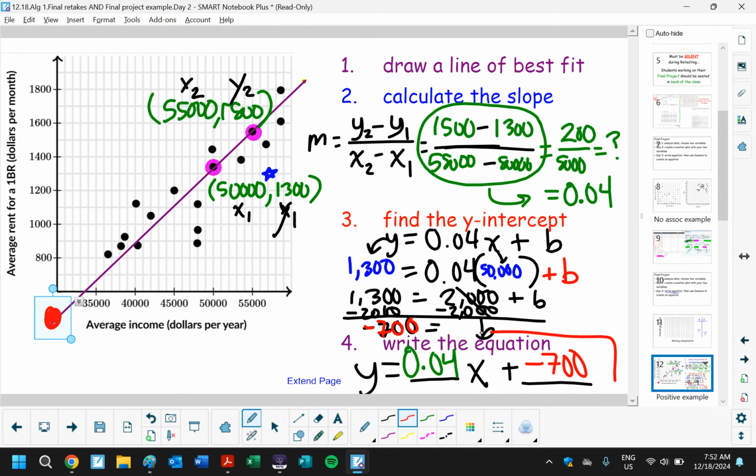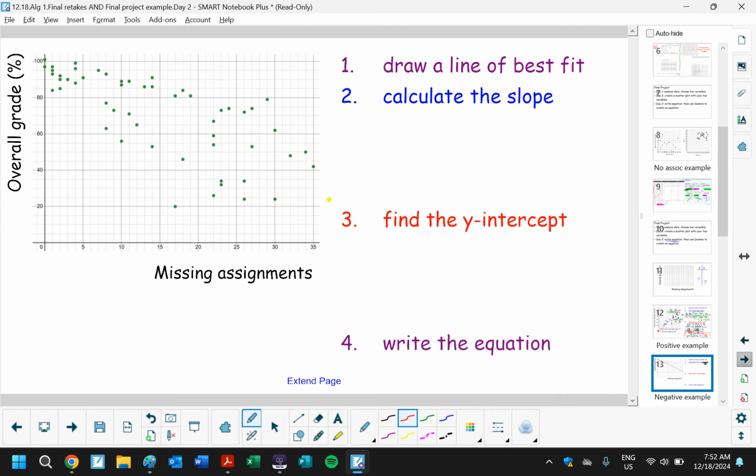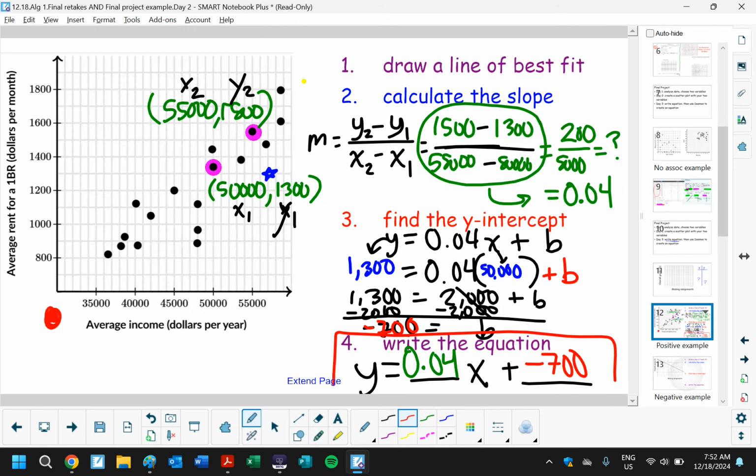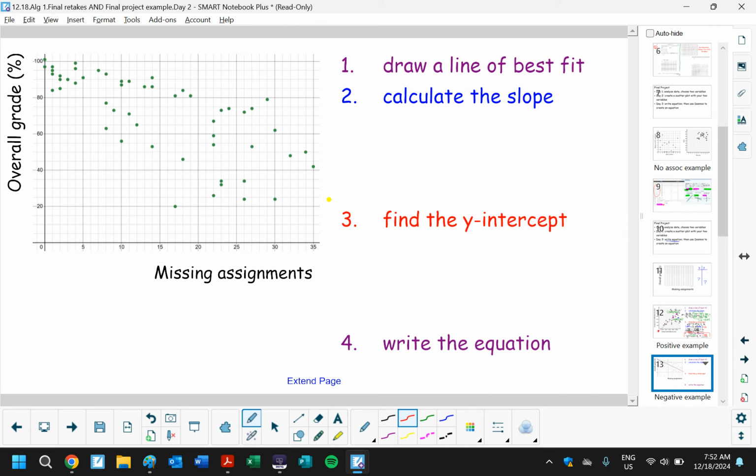We could use this equation to make any prediction we want. Let me do one more example. This time I'm going to look at a negative association, a negative relationship. So this is real data from my students. I put about 30 students up there and wrote down their missing assignments, wrote down their overall grade.